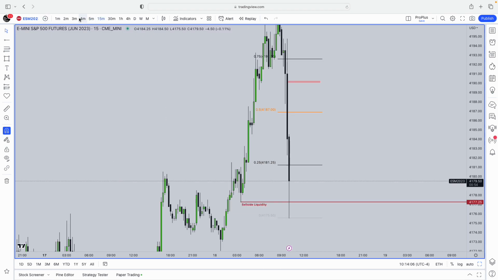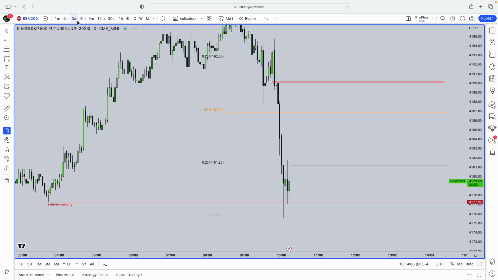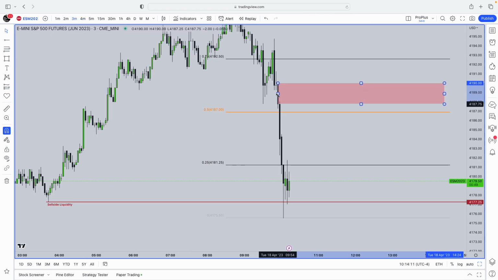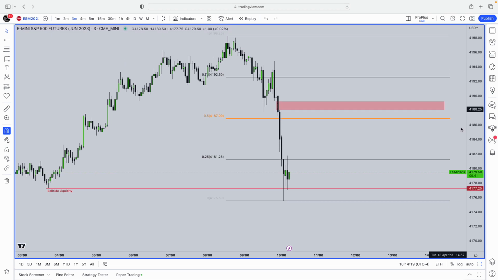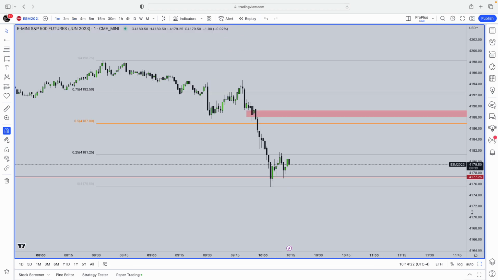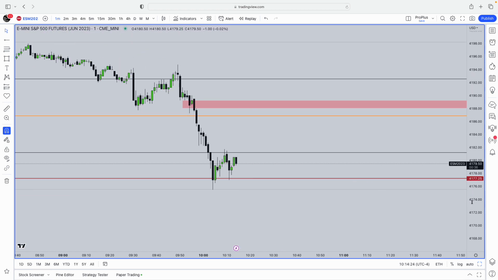Could go in 15 minutes or 4 minutes. That one there, that'd be quite nice on the free. Let's have this drawn out here. Potential draw on liquidity, if you want to run into this inefficiency here. So let's go into the 1 and see if there is a silver bullet trade.